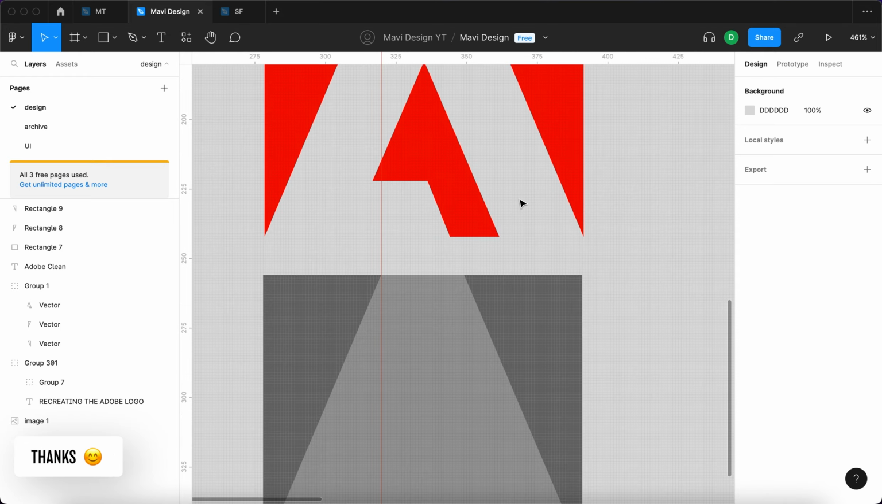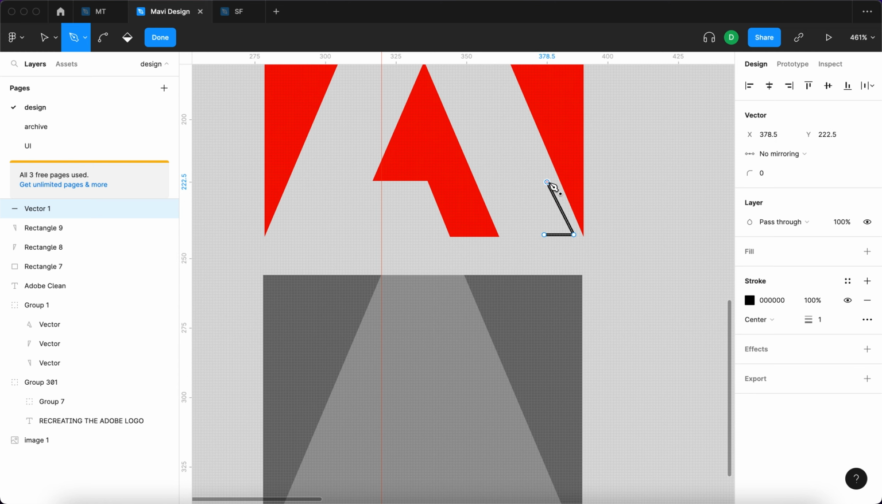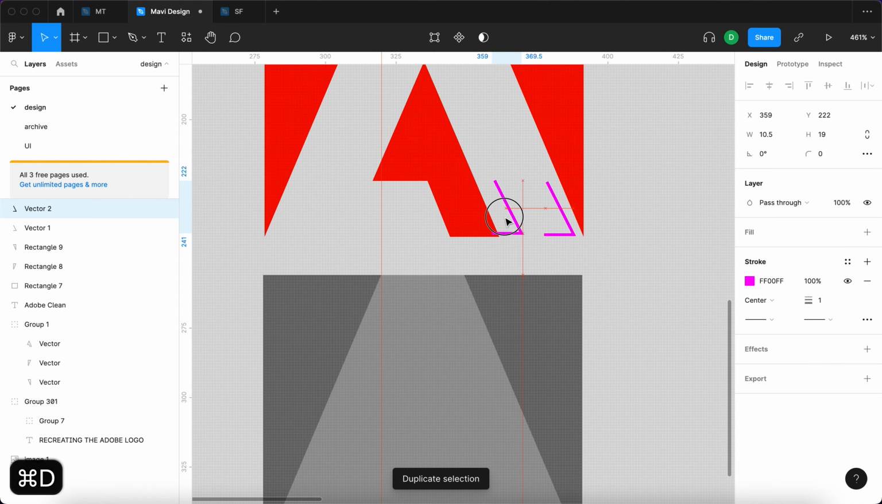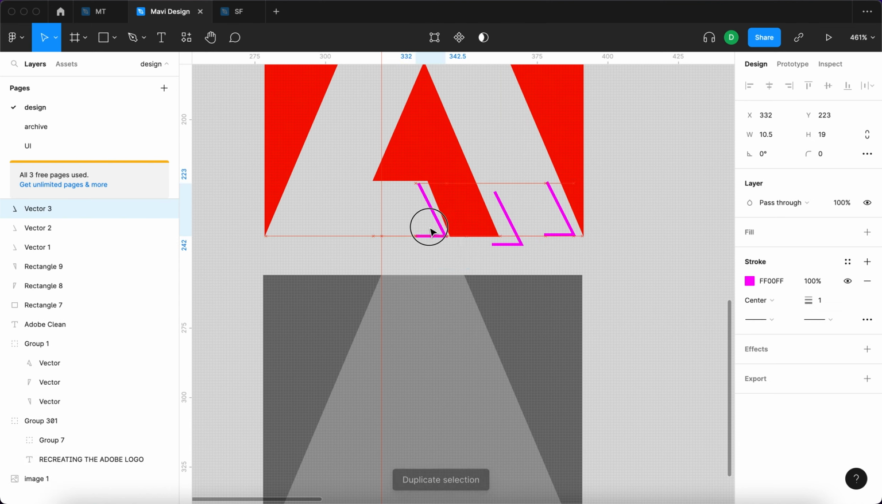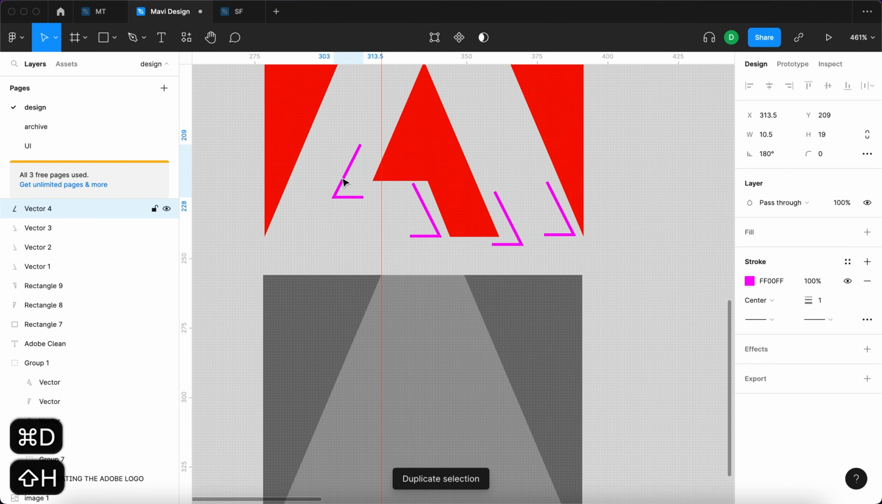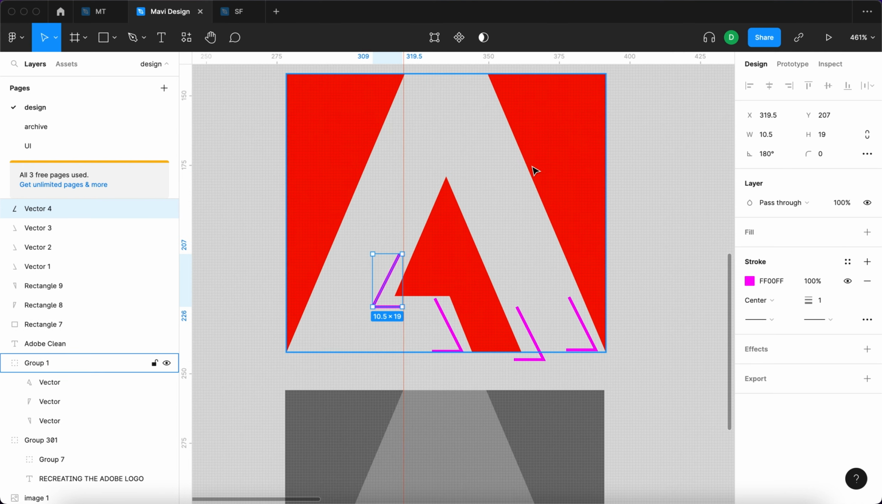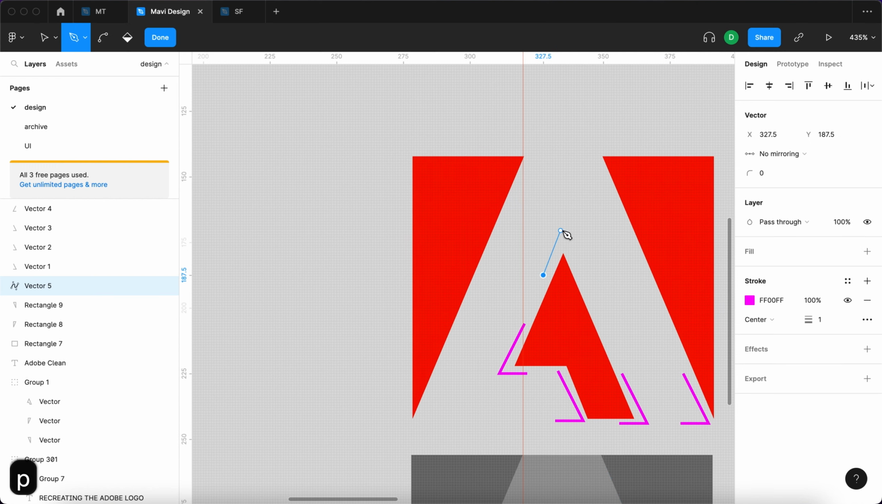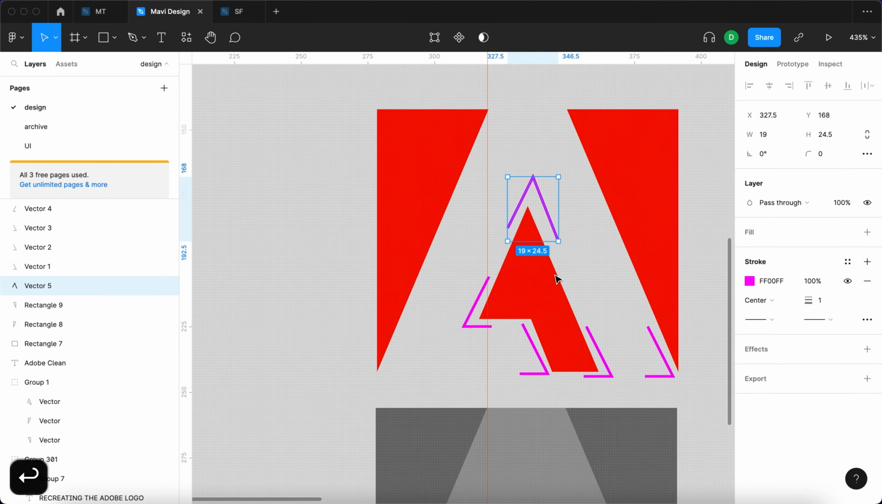We can also assume that this specific angle, right? Let me actually create a sketch for you. So this specific angle is identical to this angle, and of course also this angle, and then also this angle, but flipped. Basically all the angles in the logo are going to be identical. And what we can also assume is that this angle right here is going to be twice the amount of this angle we have right here.